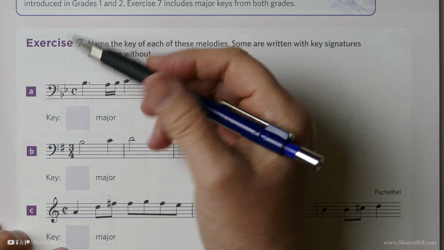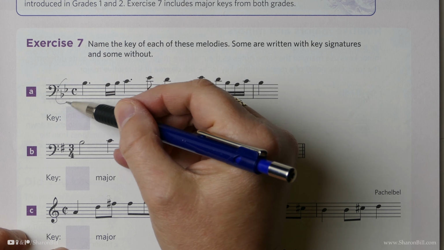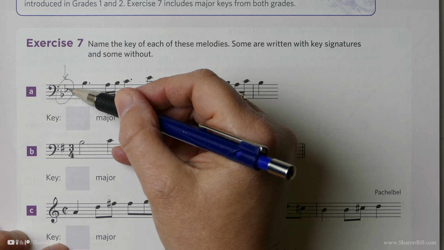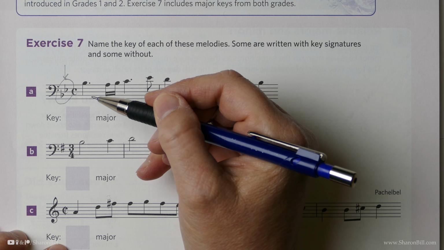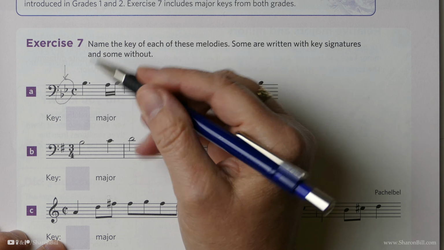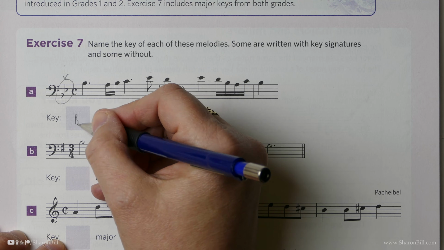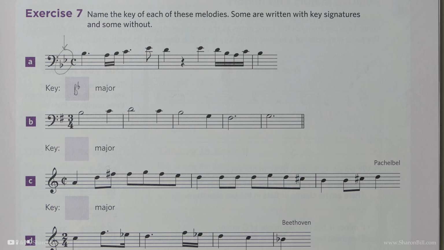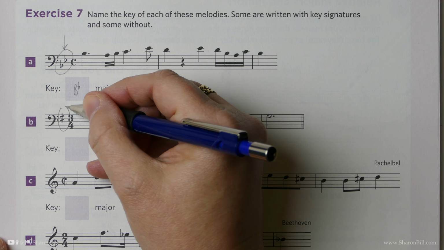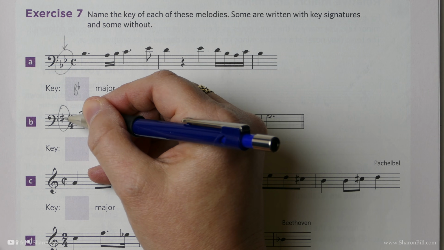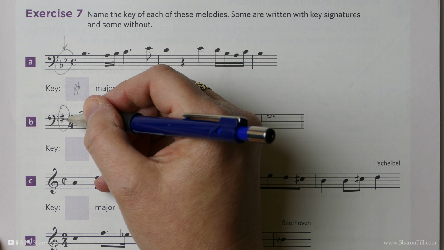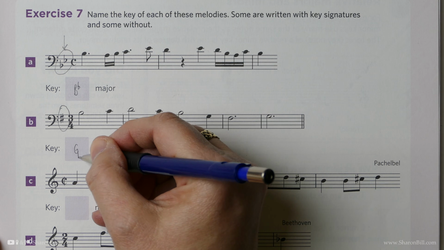So here we are in the bass clef, and here is our clue. We have 2 flats, B flats and E flats. And if you remember from the scales that we've learned in grade 2, that's the key of B flat major. And then here in exercise B, here's our clue. We're in the bass clef and we have a key signature of 1 sharp. 1 sharp is always F sharps, and that's the key of G major.